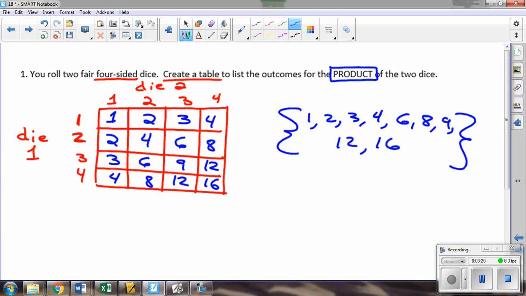Of course, you'll notice we did not write down any repeats. When you're writing up a sample space or a list of outcomes, you don't need to write down repeated values. And here we go. This one's finished. We've created a list of all the possible outcomes when you multiply 2 dice, as long as they are 4-sided dice.